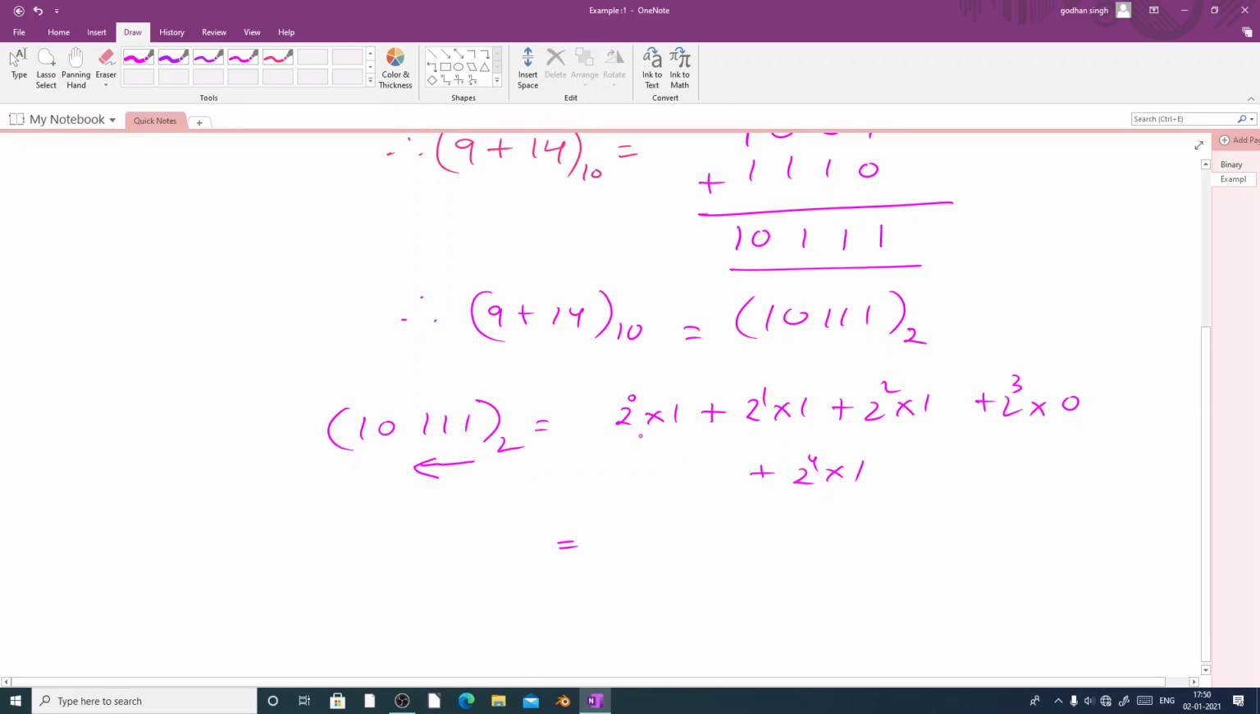Now 2 raised to 0, you know that any number raised to 0 is 1. So 1 into 1 is 1 plus 2, plus 4, and this is 8, but 8 into 0 is 0, and 2 raised to 4 is 16, so plus 16. Adding them we will get 16 plus 4 is 20, 20 plus 2 is 22, and 22 plus 1 is 23. And also we know that 9 plus 14 is 23 only. So that means our answer is correct.